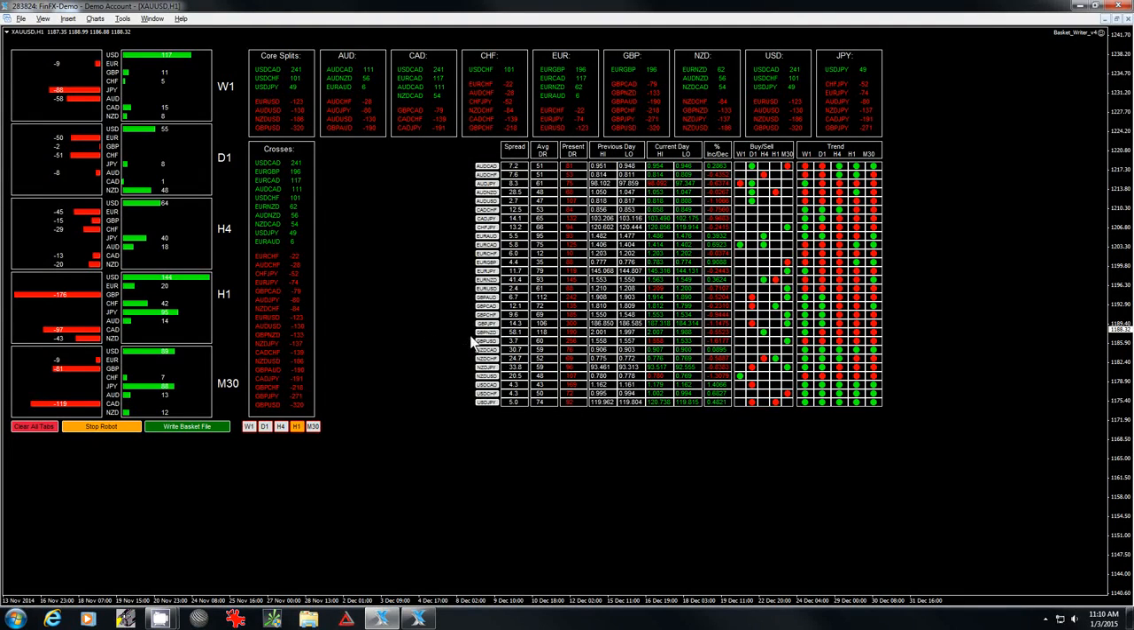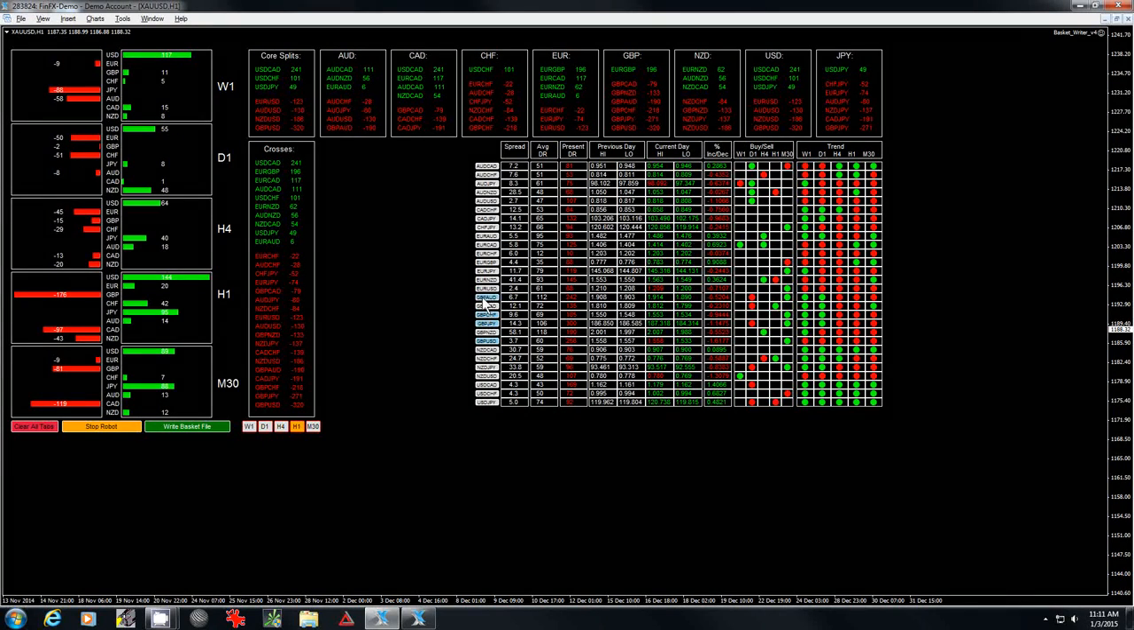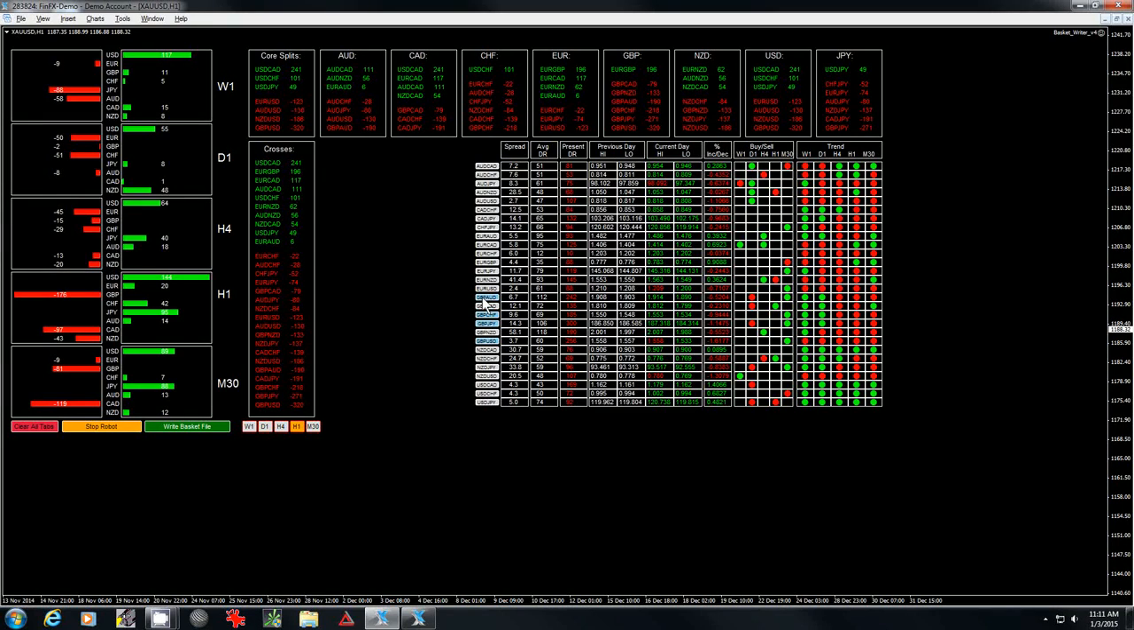Okay, now we're going to click to do the pound one. The first one is the pound dollar, and we get the pound yen, and the pound franc, pound Aussie, and the pound New Zealand. Should be 5, right? So we got 5 of those.